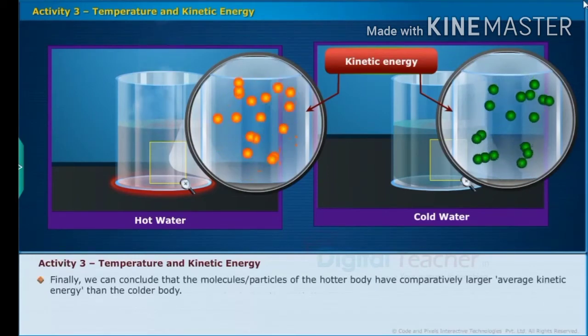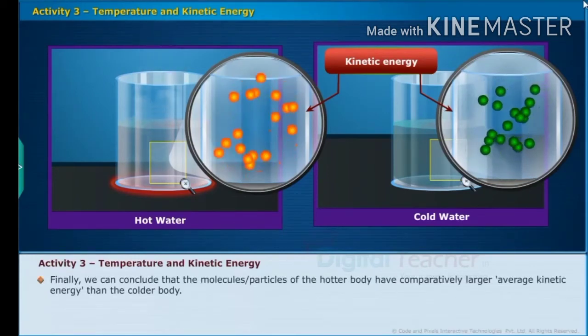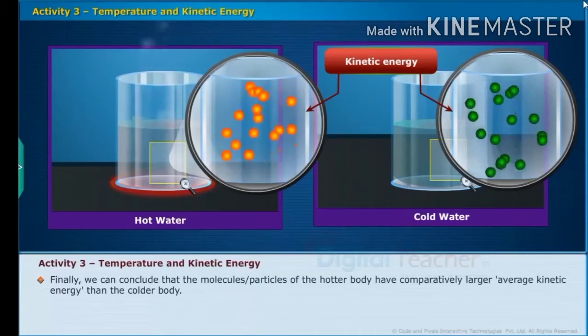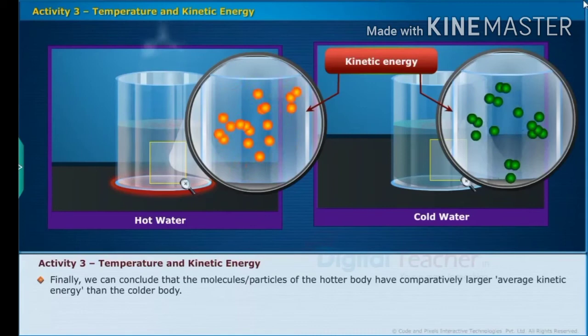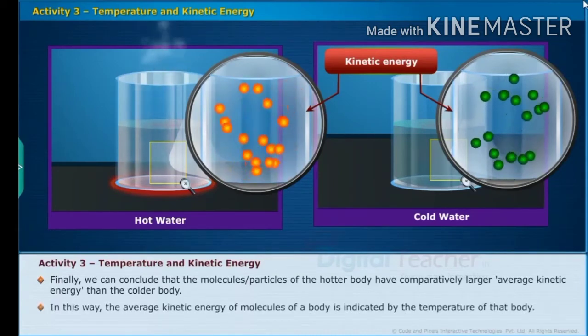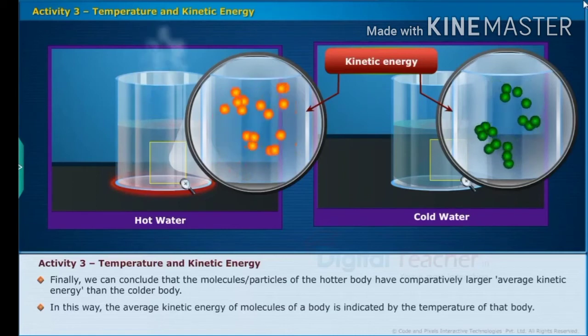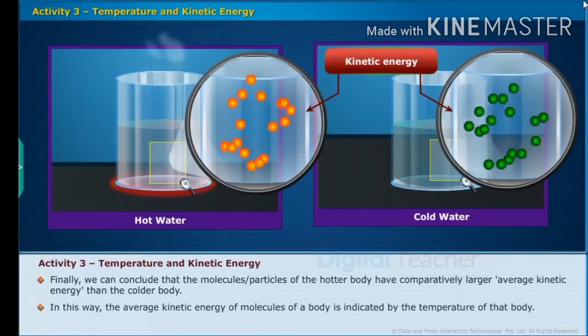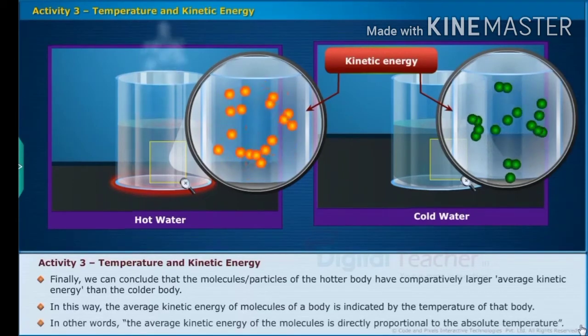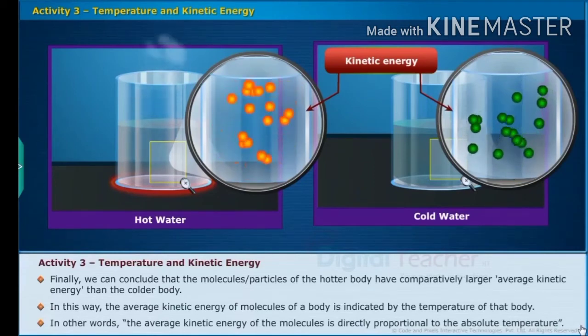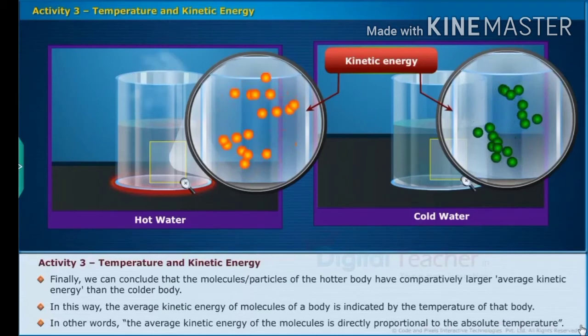Finally, we can conclude that the molecules or particles of the hotter body have comparatively larger average kinetic energy than the colder body. In this way, the average kinetic energy of molecules of a body is indicated by the temperature of that body. In other words, the average kinetic energy of the molecules is directly proportional to the absolute temperature.